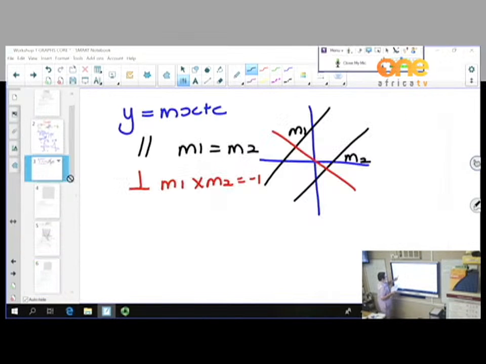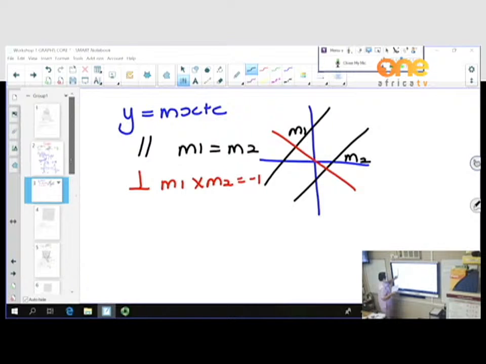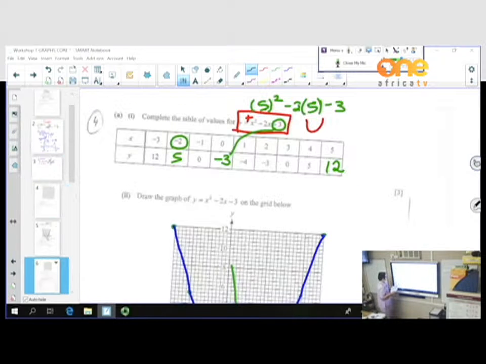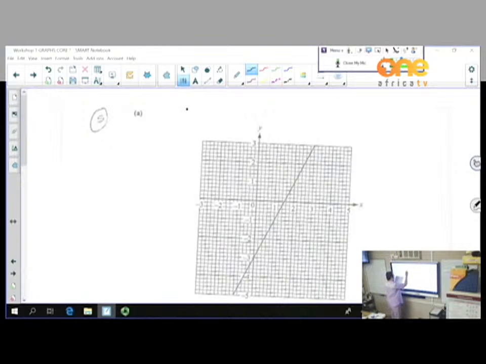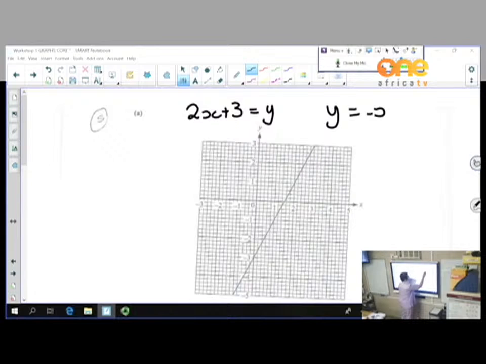Now this time we have question 5, there you are. This time it's a straight line graph. It's actually 2 straight lines that we have now on top of each other. They give you 2 equations. 2x plus 3 is equal to y, and also y is equal to negative x plus 2.